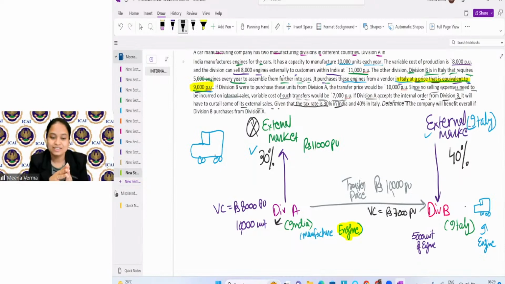They are in different countries and the tax rate is different. Thank God the currency is given the same, otherwise it would create more confusion. Okay, now let's see. They are asking if they transfer the goods internally, whether the company overall will benefit or not.